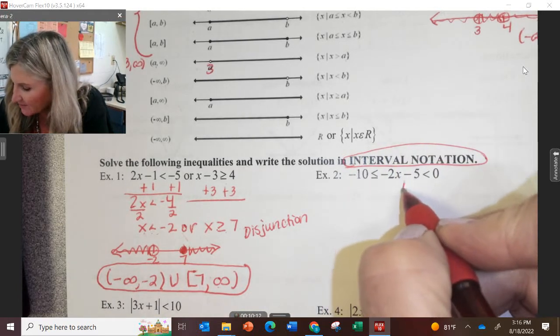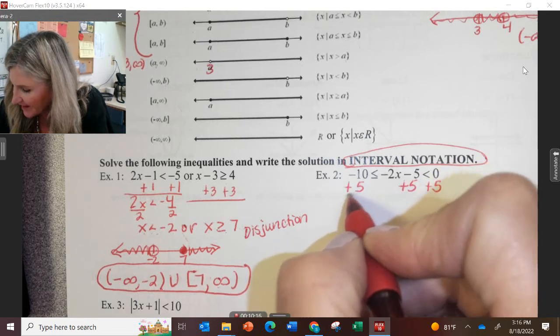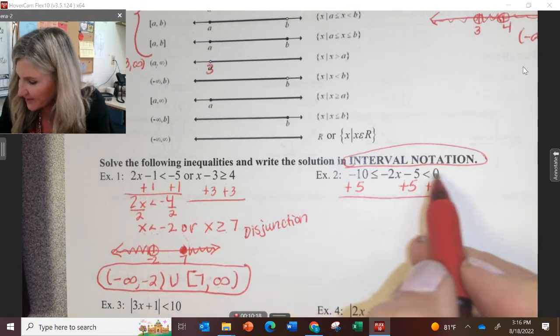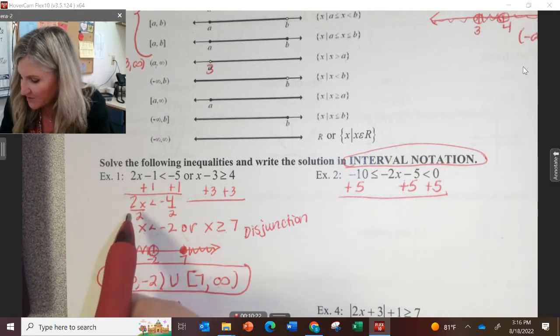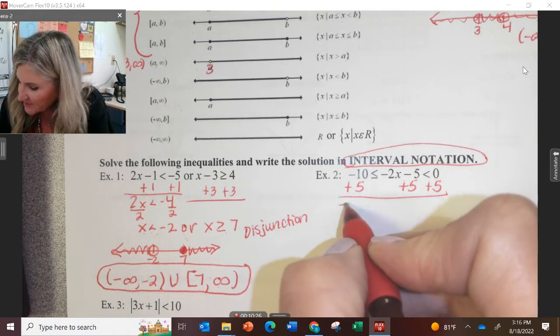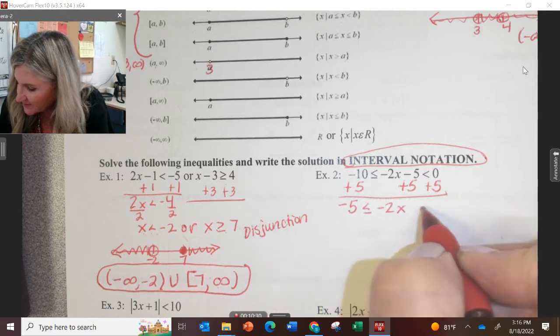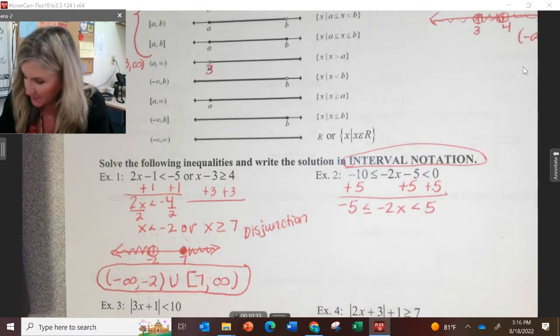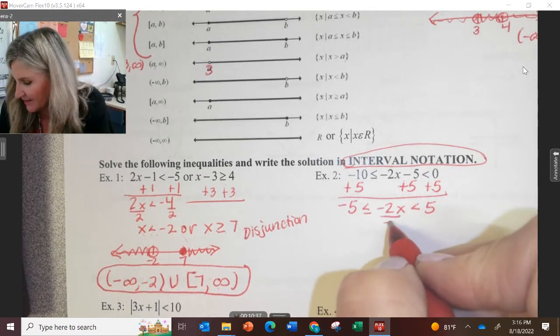To get x by itself, I'm going to add 5 here, add 5 here, add 5 here. Wherever there's an equal sign, just like here, I'm trying to get the x's on one side of the equals and the numbers on the other. Negative 10 plus 5 is negative 5. Less than or equal to negative 2x less than 5. To get x by itself, I'm going to now have to divide by negative 2.